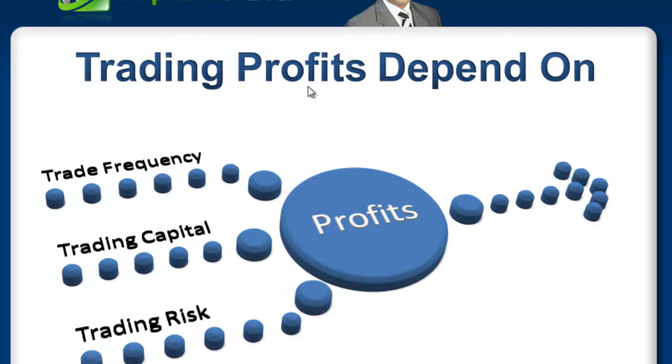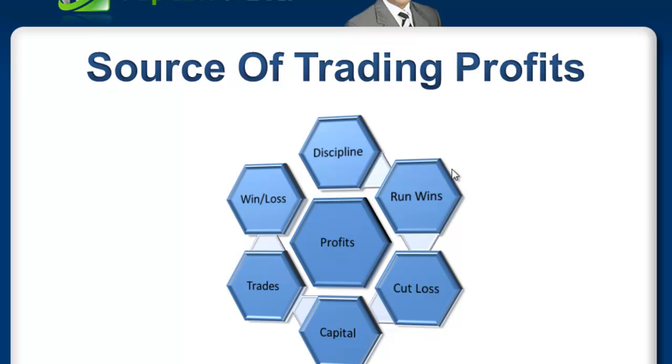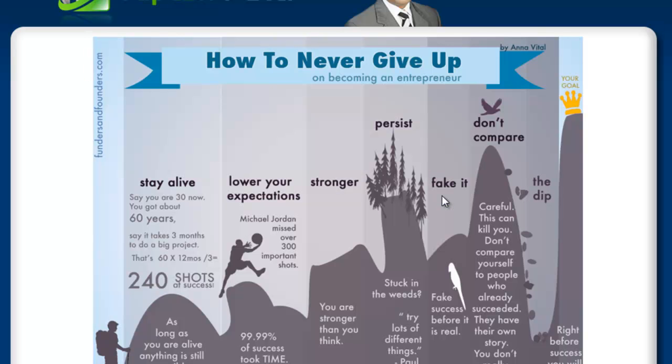So basically, your trading profits depend upon the trade frequency, the trading capital, and the trading risk. Those are the factors which will affect your ability to profit, because your source of trading profits are all of these things: your discipline, of course, your win-loss ratio, the number of trades you place, the capital that you have, your ability to cut those losses at a 2% or 3% loss, and your ability to run those wins. That's all the things that I captured in this presentation.